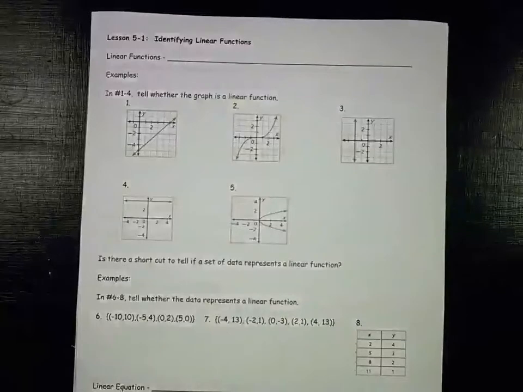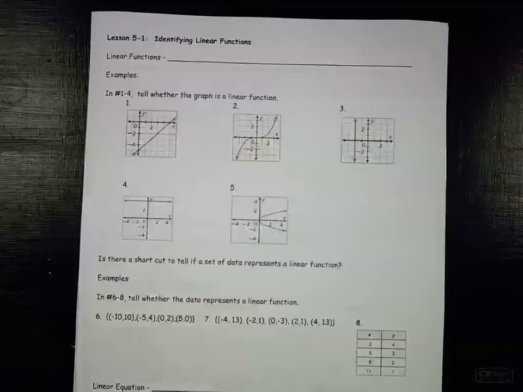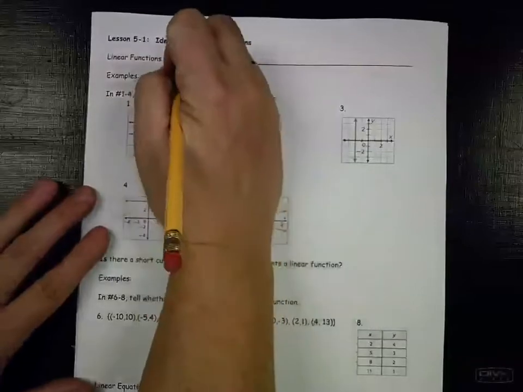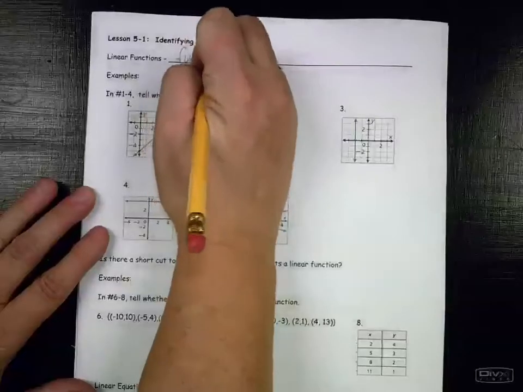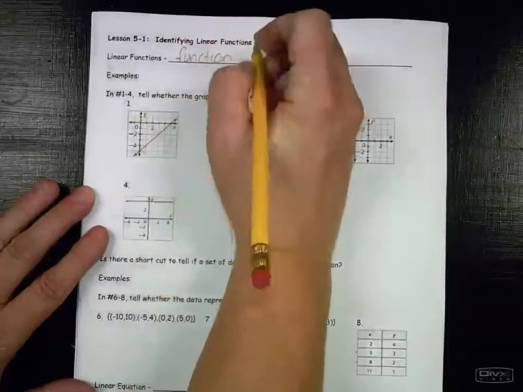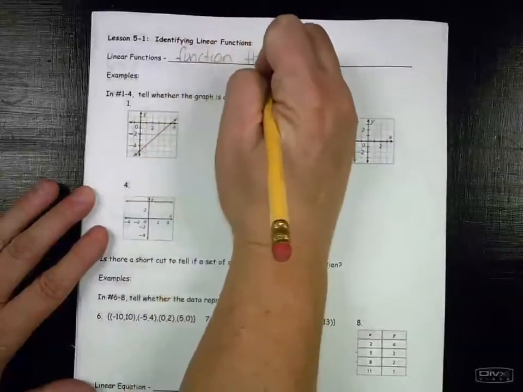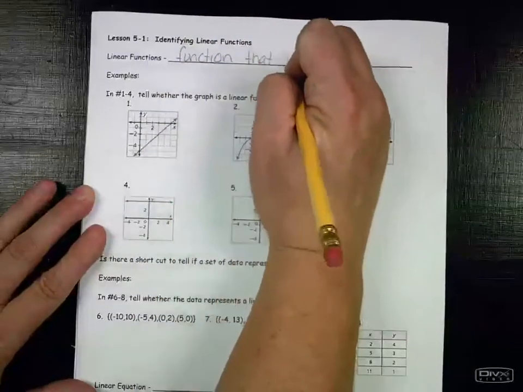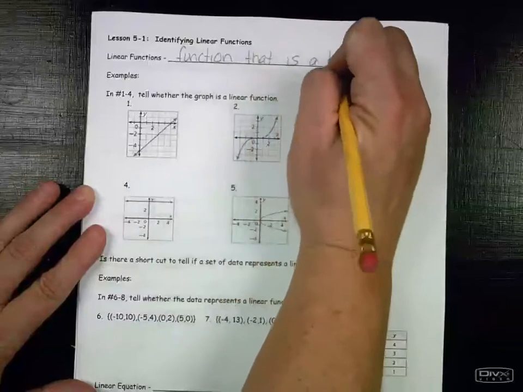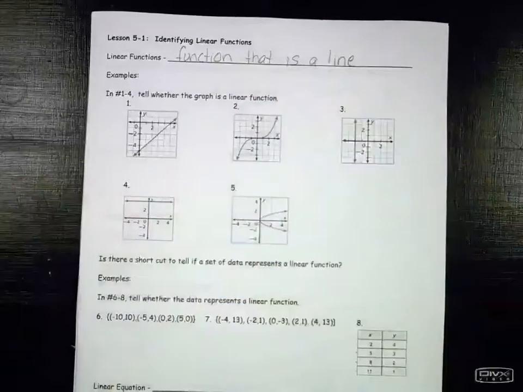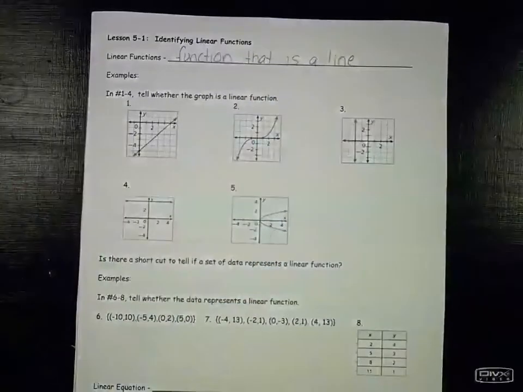Chapter 5, Section 7 is identifying linear functions. And first of all, a linear function is a function that is a line. A function that is a line. So it needs to be a straight line, and it also needs to be a function.